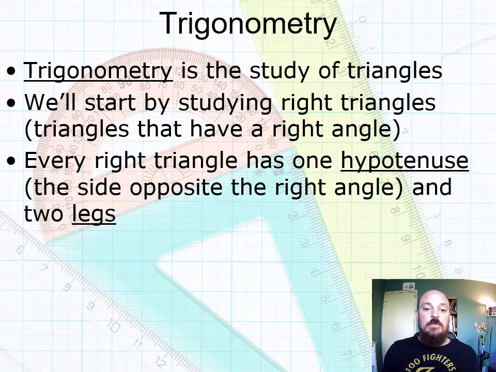Now here's some vocab that you guys know, but I want to refresh with you before we move on. Every right triangle has what's called a hypotenuse, and that's the side that's directly opposite from the right angle. The other two sides of the triangle, the two that are not the hypotenuse, we call the legs. So every triangle has one hypotenuse and two legs.